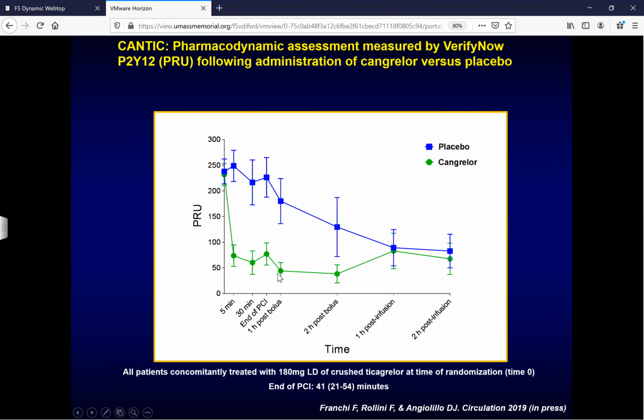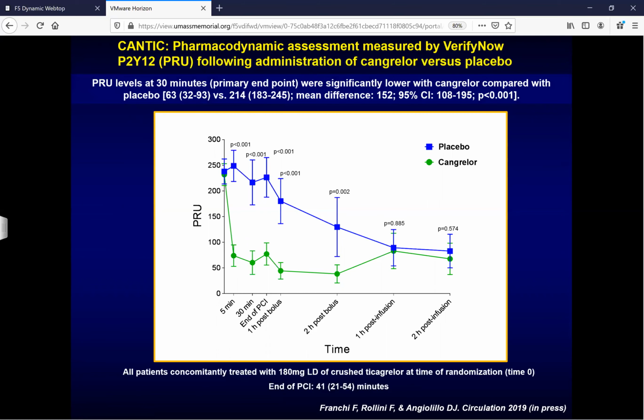So because of this, if I'm going really fast, in my case, sometimes what I do is I give a little bit of tirofiban IC intracoronary so that there are no platelet agents acting at that time. When it goes to like 1 hour, 2 hours, kind of almost similar. That's what they're showing.